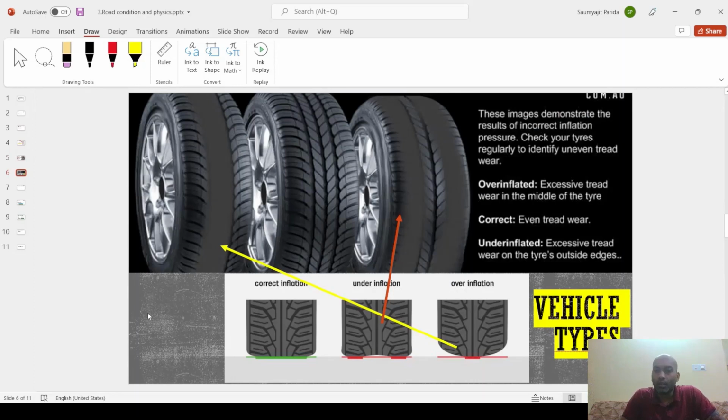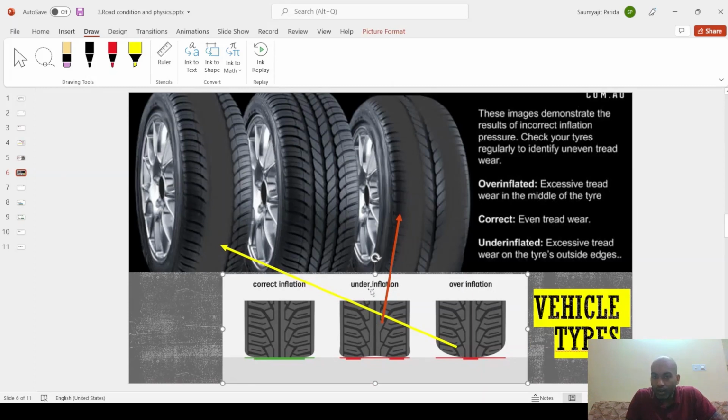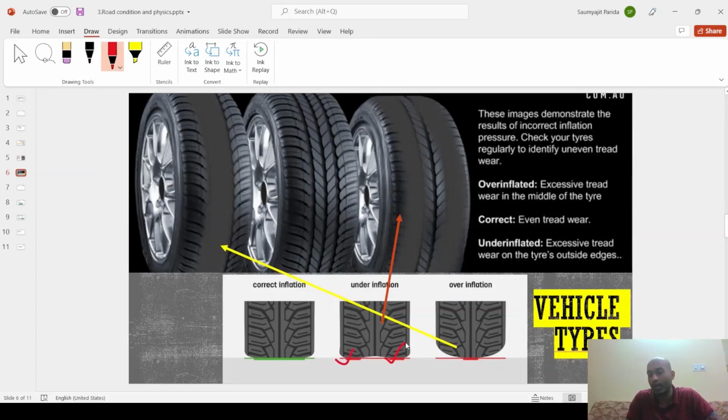Moving forward, we learned something about low tire pressure and high pressure in the last slide. But continuing further, if there is low tire pressure, then as you can see, the surface area is more, and there is excessive wear and tear on the outside edges, because the outside edges of the tire are more in contact. The tire becomes this shape when it is under inflation. As you can see, the wear and tear is happening in this part only.